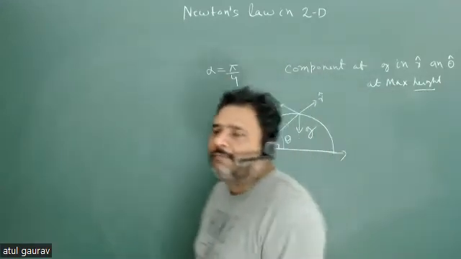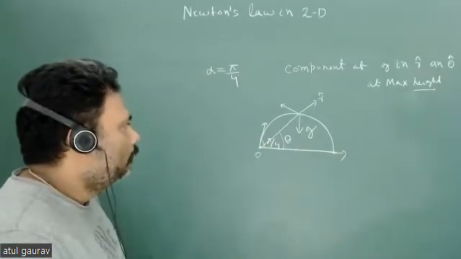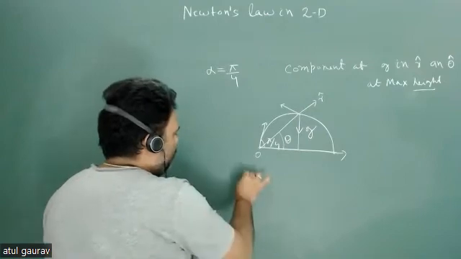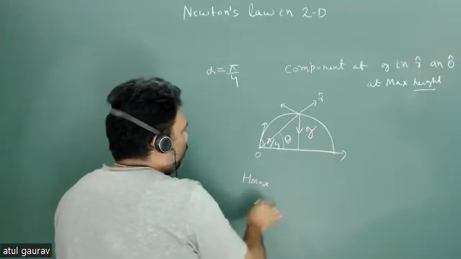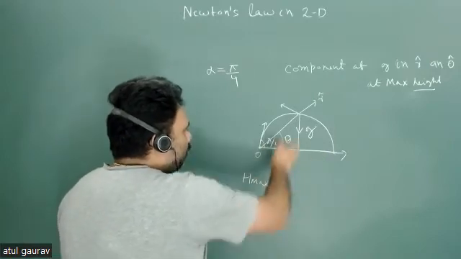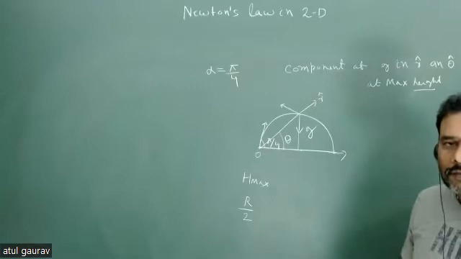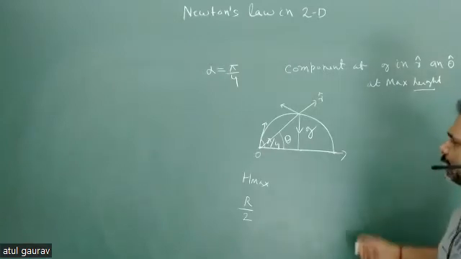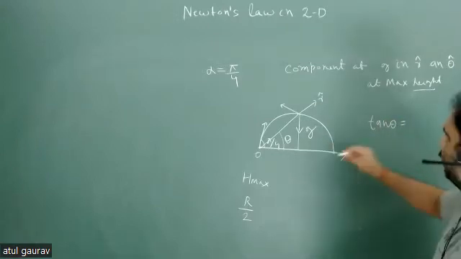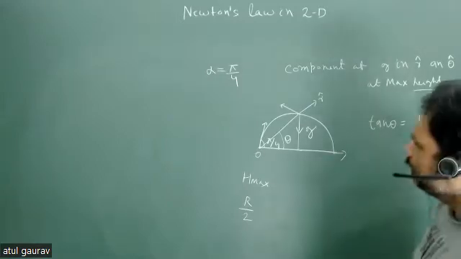Let us assume that the velocity is v, that you project it with velocity v at the angle pi by 4. If we calculate the maximum height h maximum and half of the range, that is r by 2, then we can easily calculate this angle theta in terms of tan theta. So what is tan theta? Your tan theta is equal to h maximum by r by 2.